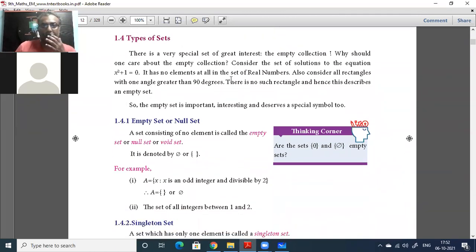There is a very special set. You want to read? You can read. There is a very special set of great interest, the empty collection. The set where there is nothing inside the set. Okay. Why should one care about the empty collection? If there is nothing inside it, why should you have it as a set? Consider the following set of solutions to the equation x squared plus 1 is equal to 0. What will happen?